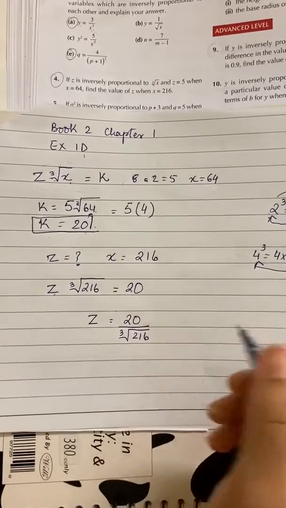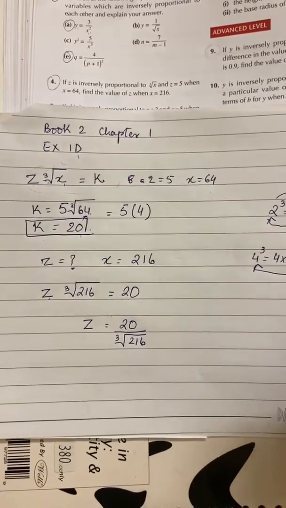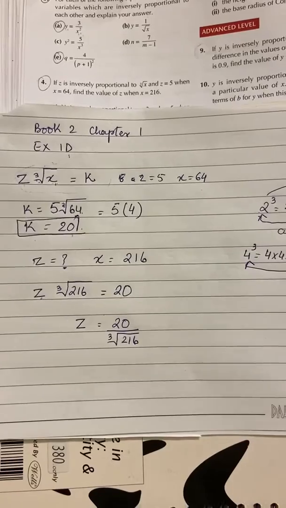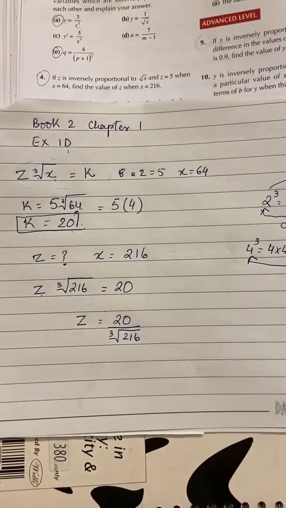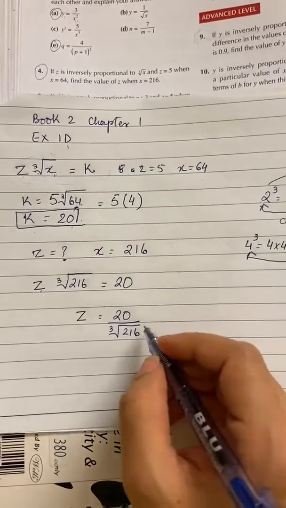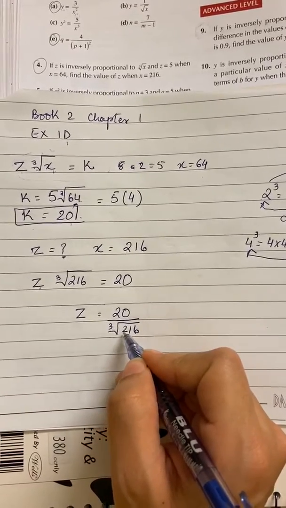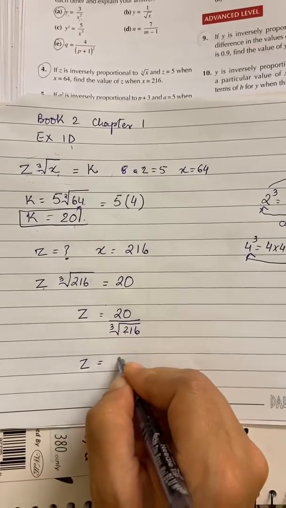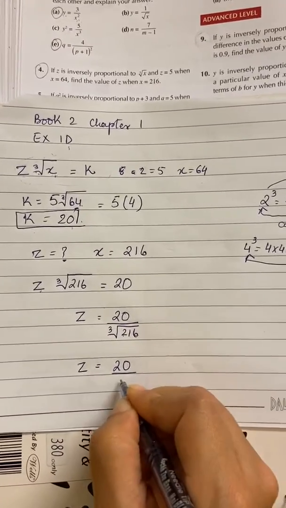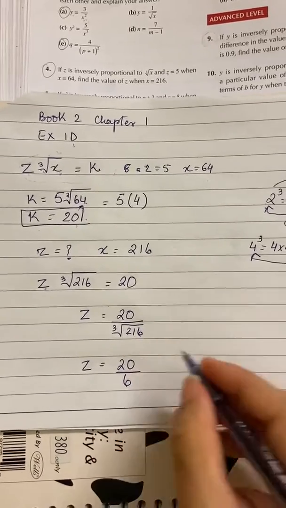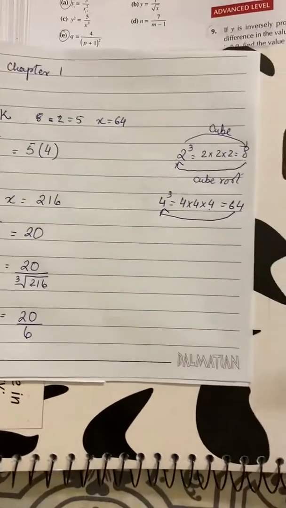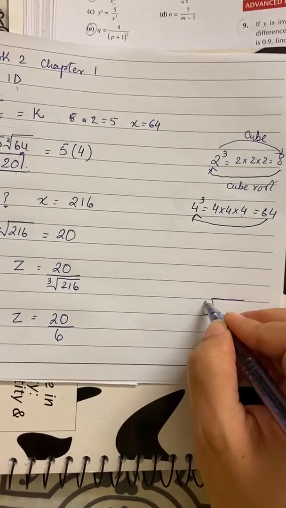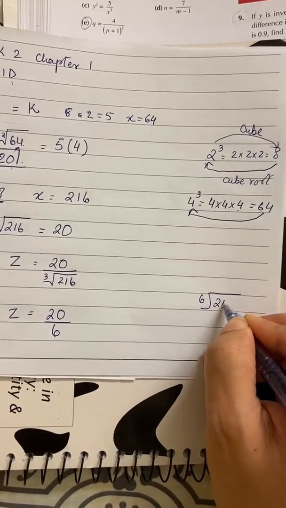Now for the cube root of 216, it's going to be better to learn some cubes and cube roots. If you know the cube of certain numbers, you will automatically know the cube roots of those numbers as well. So the cube root of 216 is 6. So z is equal to 20 upon 6. I'm going to simplify that. It could be written in two different forms, either a decimal or a mixed number. I prefer decimal, so I'm going to divide that.